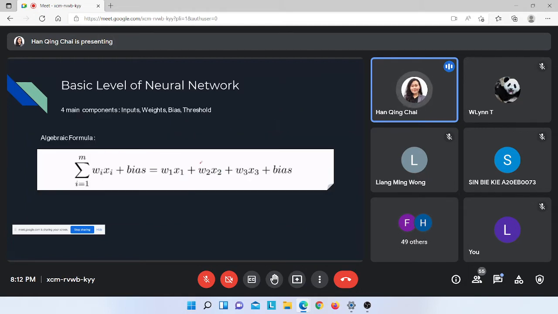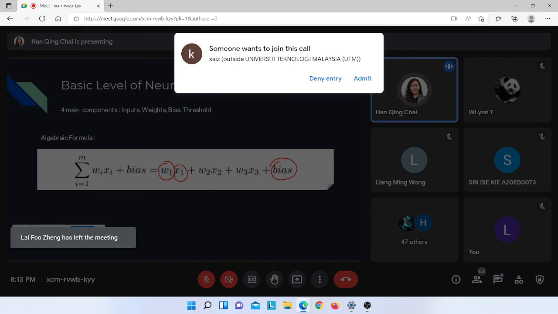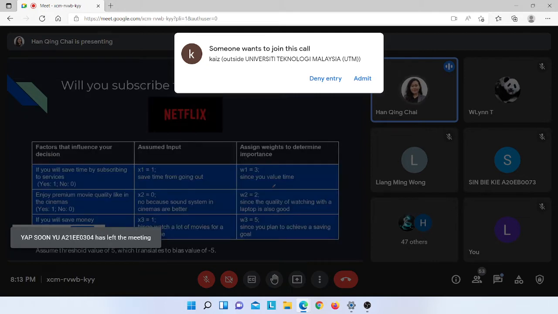Okay, so now comes another part: the basic level of a neural network. I'm going to use this algebraic formula to explain the basic components of the neural network: input, weights, bias, and threshold. Like what I explained earlier, this W is the weight, this X is called the input, and this term is the bias. So what does this algebraic formula actually do, and what does each term represent? I will explain it later in this part.